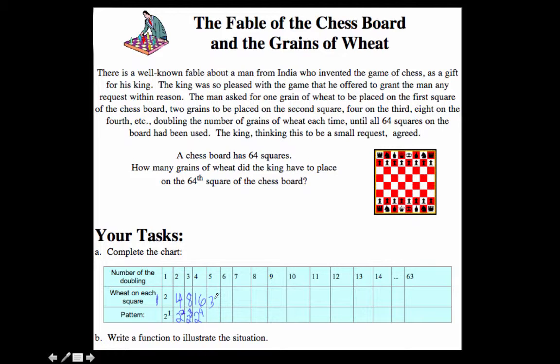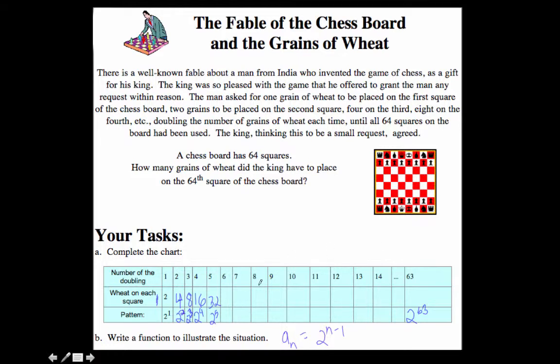So this continues, and on this one he'd have 2 to the 5th, and then it'll be 2 to the 6th, 2 to the 7th, 2 to the 8th, and he has 63 squares besides the initial one, so he doubles 63 times. So this is going to be 2 to the 63 is what he'll have at the end. So the function is the number on a given square, so we'll just say a sub n, is 2 to the n minus 1. So on the 64th square, he's had the 63 doubles.